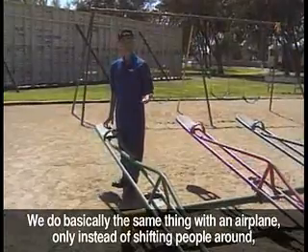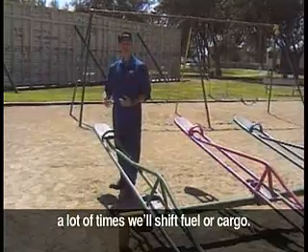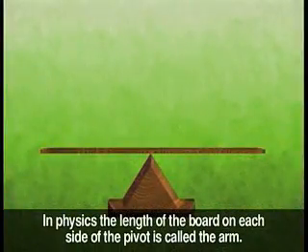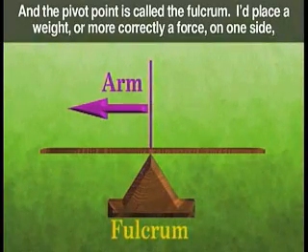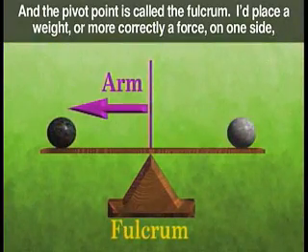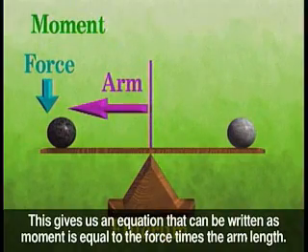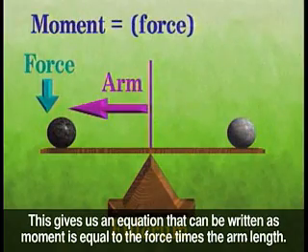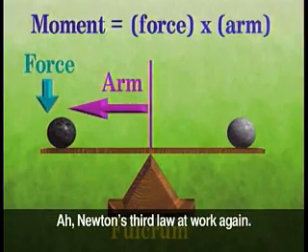We do basically the same thing with an airplane, only instead of shifting people around, a lot of times we'll shift fuel or cargo. In physics, the length of the board on each side of the pivot is called the arm, and the pivot point is called the fulcrum. If I place a weight, or more correctly a force, on one side, then I must multiply the force times the arm to get what is called a moment. This gives us an equation that can be written as moment is equal to the force times the arm length. Only when the opposing moments are equal will the board remain level. Newton's third law at work again.